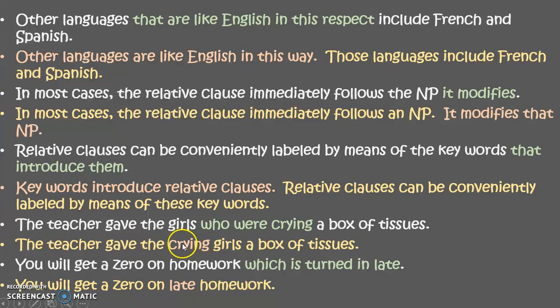And you can see how there's a slight shift in my emphasis. Instead of calling them crying girls and slapping this label on them, I say that they are the girls who were crying. And I have a slight change in the connotation of what I'm saying. And so that is something that would be interesting to teach students to work through understanding. You will get a 0 on homework which is turned in late. Or you can say you will get a 0 on late homework. Both of those are acceptable ways to express this meaning.